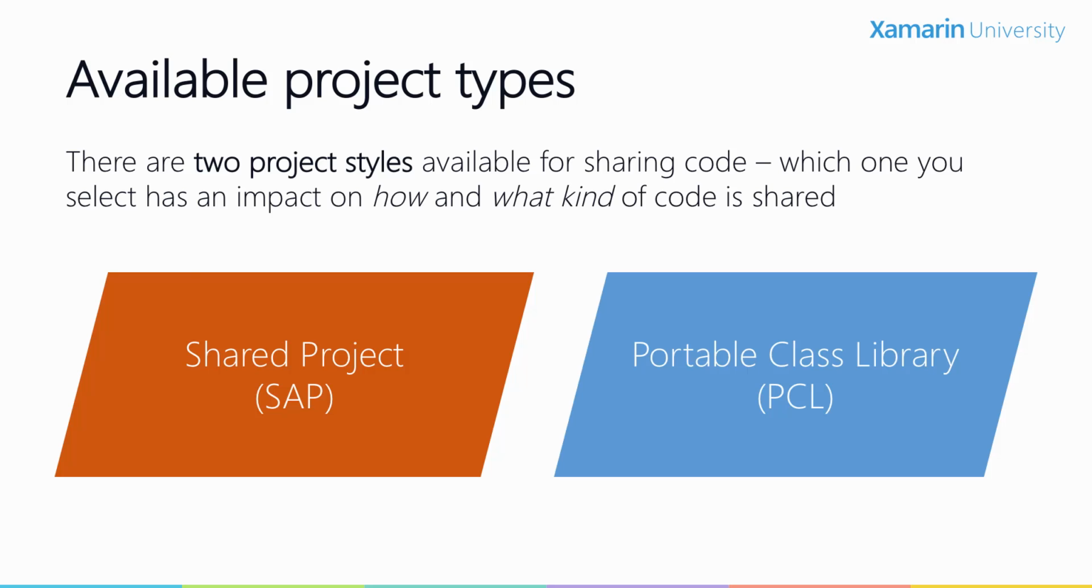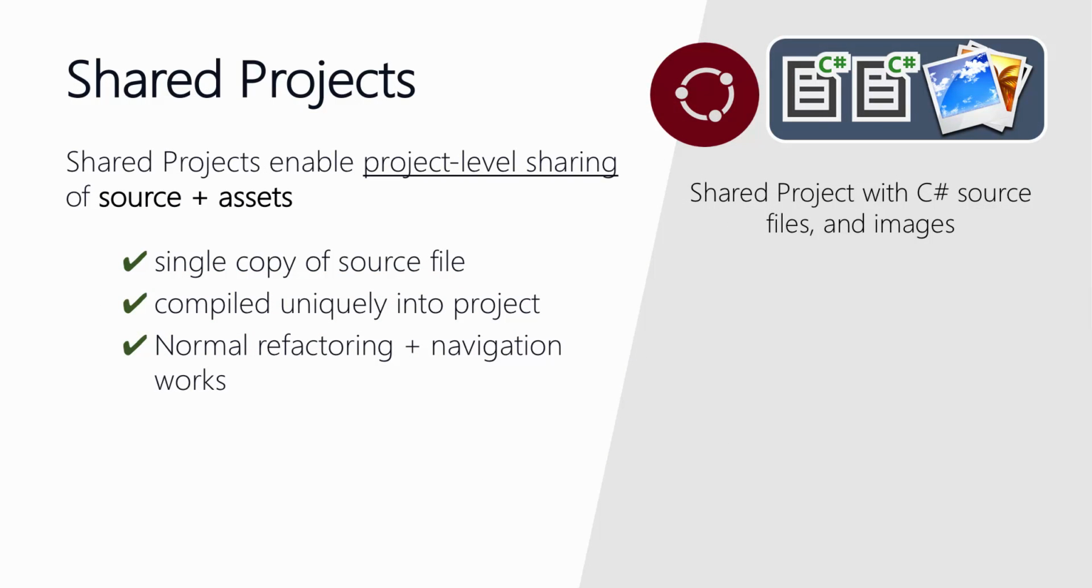Let's have a look at shared projects. The idea of a shared project is that we share at source code level. That's important because it's different from how a PCL works. We're going to see that in a bit. We add a new project to our solution, which contains all of the source files that we want to be available for all the other projects that we reference the shared project from. It's not limited to source files, by the way. You can include different types of assets, so also images, videos, whatever you need in the projects.